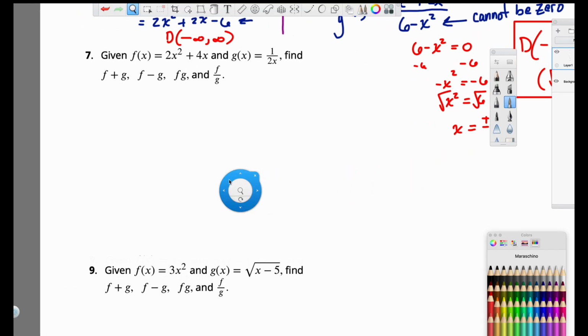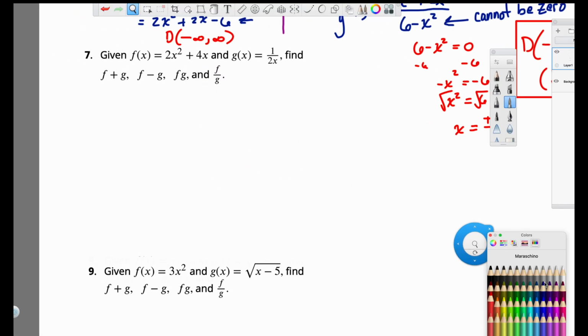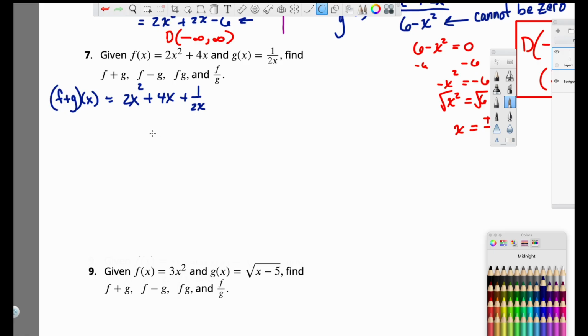All right, number 7. A little bit of work with these. So f plus g, just adding these here: 2x squared plus 4x plus 1 over 2x. Okay, we could add these together. I could multiply everything through by 2x here and get a common denominator.